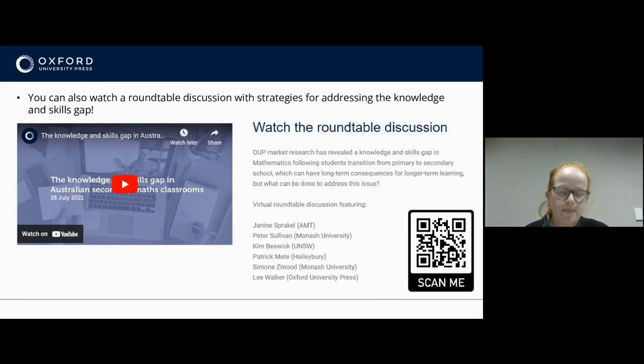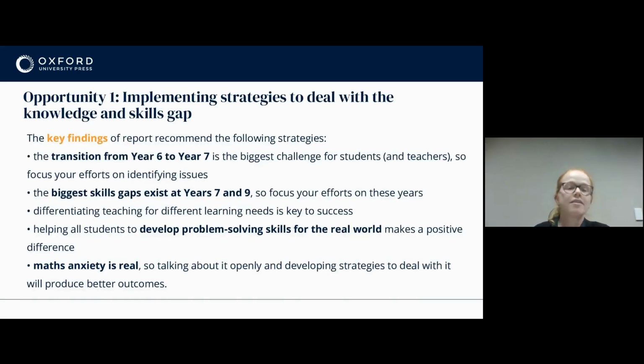For further information and discussion about the Knowledge and Skills Gap report, there's a YouTube roundtable discussion with different participants that you can watch to get some more ideas about what you could do. The key findings: unsurprisingly, the transition from year 6 to year 7 is the biggest challenge for students and teachers. So it's really important to know that that could well be the case and to identify any issues with year 7 students early on so that any gaps can be rectified as early as possible. The biggest gaps appear at year 7 and year 9, so a focus could be made on these years.